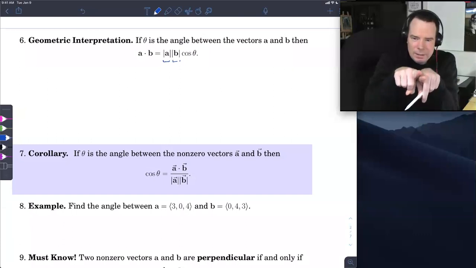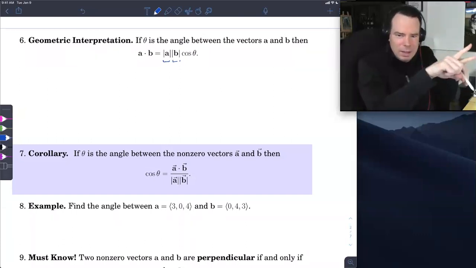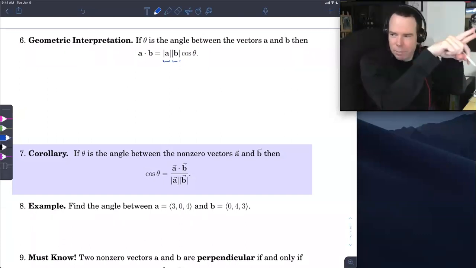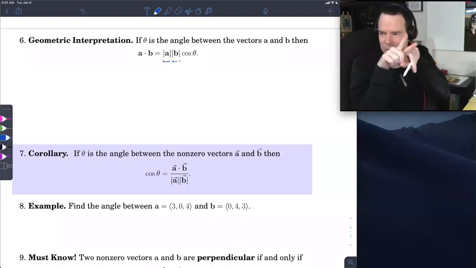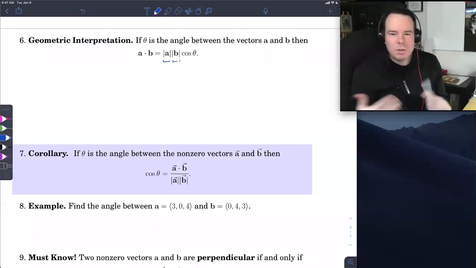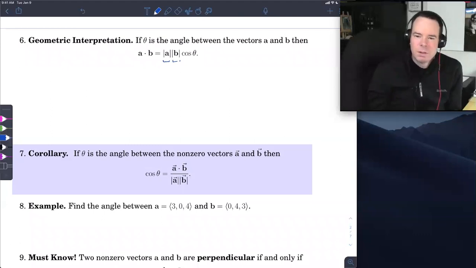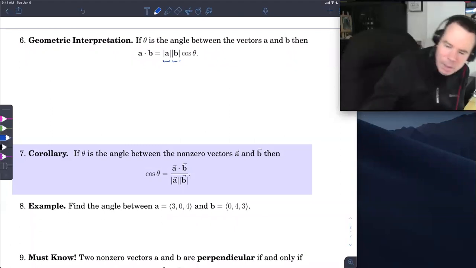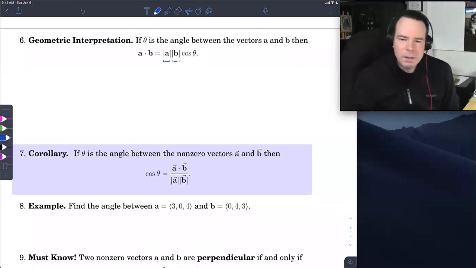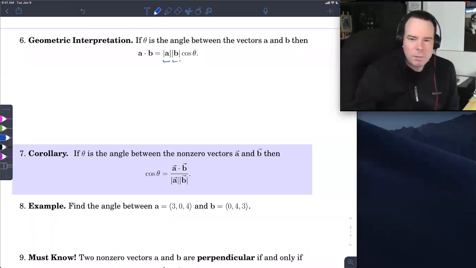As they start not pointing in the same direction, the angle gets bigger, closer to pi by 2. Cosine is dropping in value, so the dot product's value is getting smaller and smaller. So the dot product is a measure of how much they point in the same direction. We're going to prove this result next day, and it just follows from the Pythagorean theorem for right triangles.